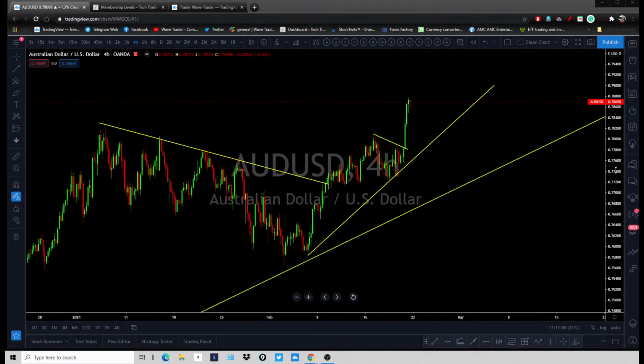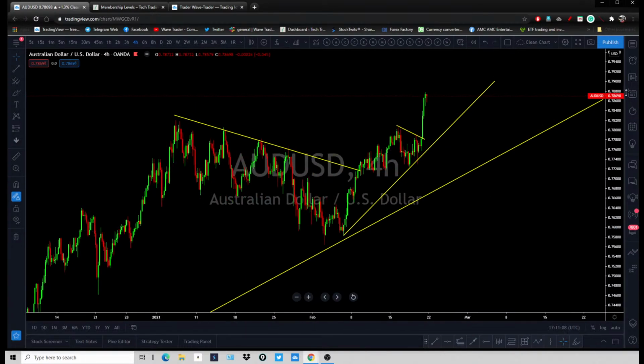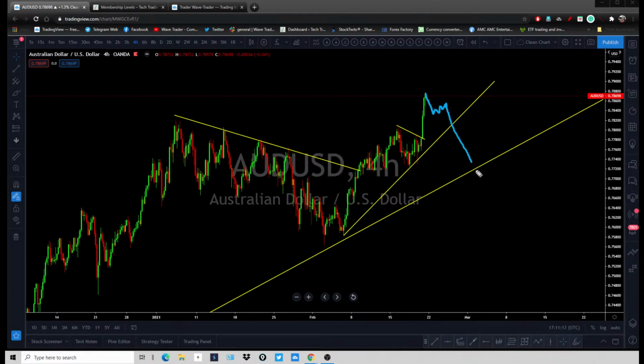Once we have a good price section over there, we will start selling the Australian dollar. We will start selling this back to these areas for a flat formation. So again, we are in a trend.